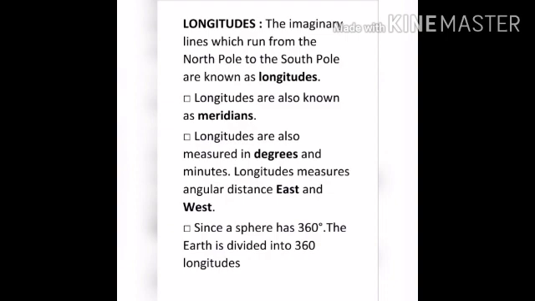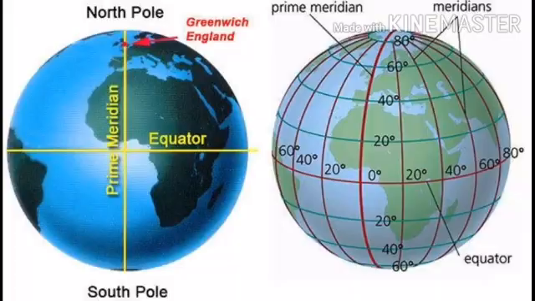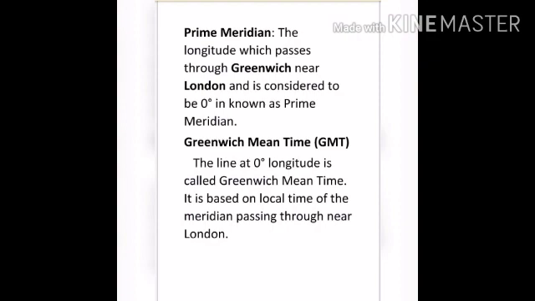What will be the major one? What will be the main one? The main one is the prime meridian, and we have given it the measurement of 0 degree. So what is the prime meridian? The meridian which runs at 0 degree, the circle passing through Greenwich in Britain, perpendicular to the equator and parallel to the axis, is called the prime meridian or Greenwich meridian.